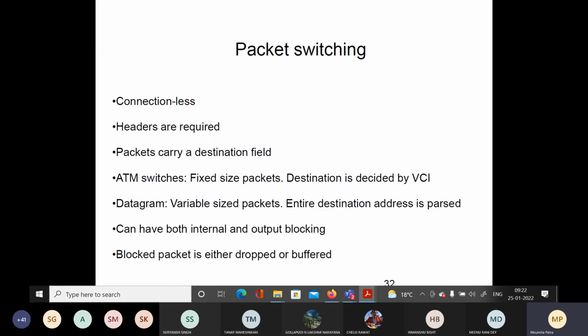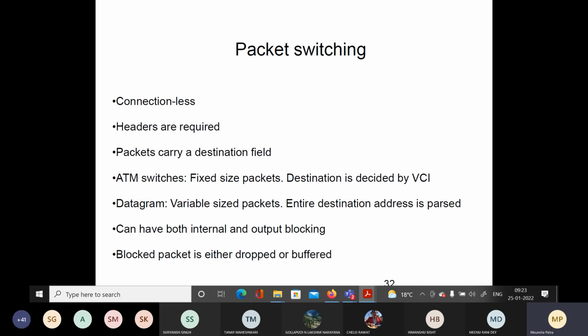Now we have studied ATMs, and for that we have also studied that they are fixed size packets and the destinations are decided by the VCIs. So if you have ATM switches, then of course those switches will deal with fixed size packets, and they will simply find out the value of the VCI, and then accordingly take a decision of sending the packet to the corresponding output port.